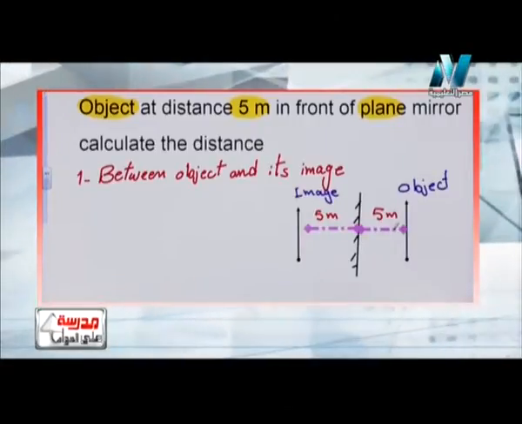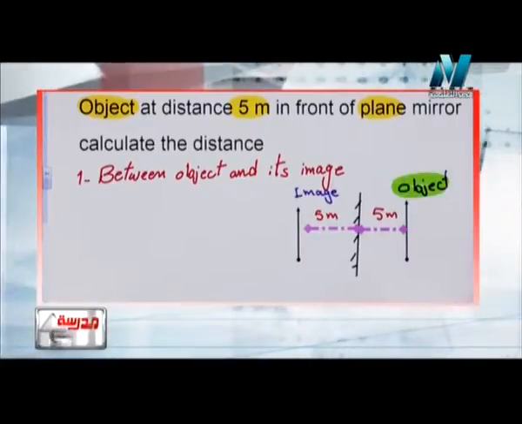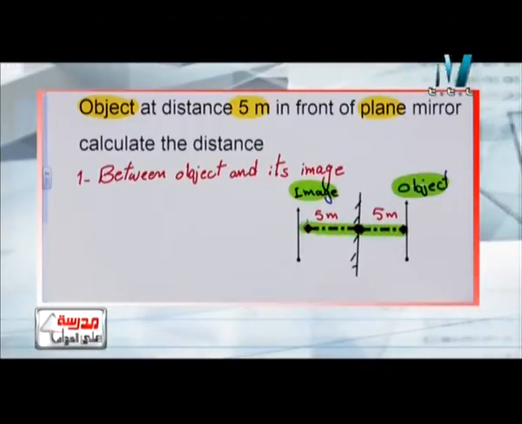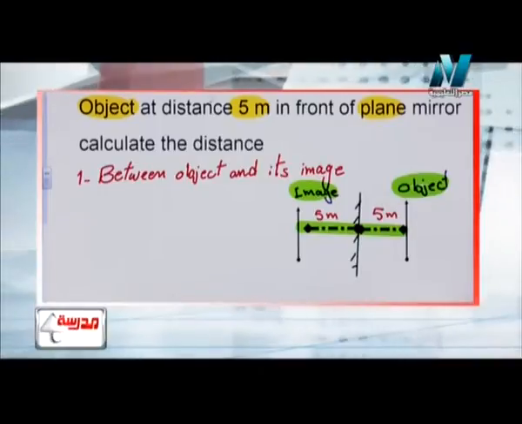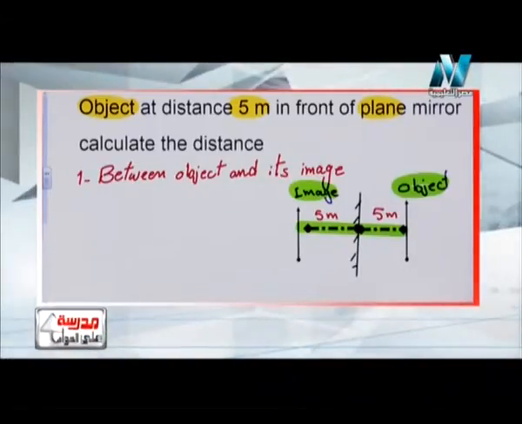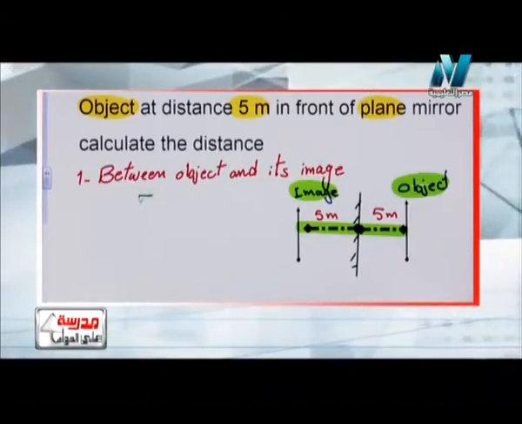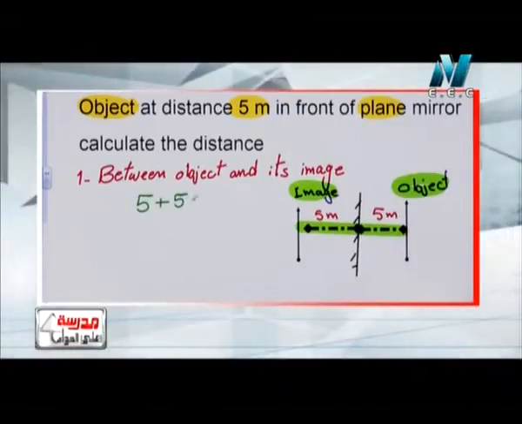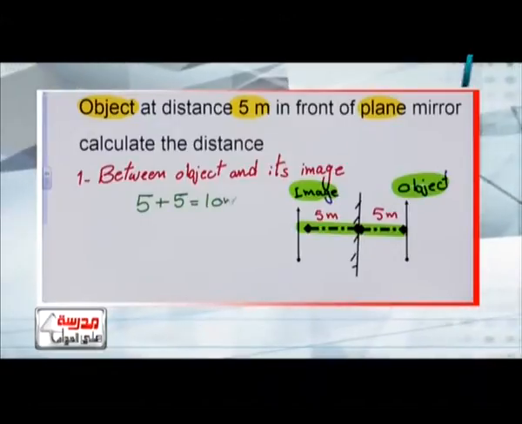So the distance between the object and its image, how many? We have 5 plus 5, which equals 10 meters. So it's easy to calculate the distance between object and its image: 5 plus 5 equals 10 meters.